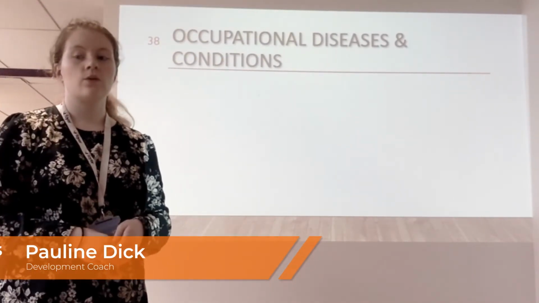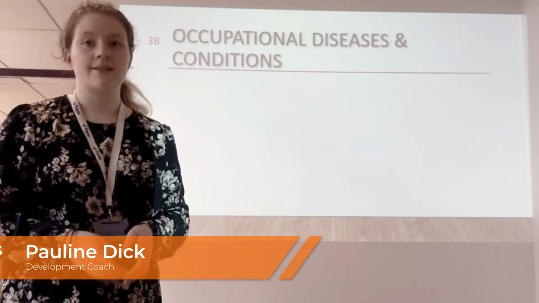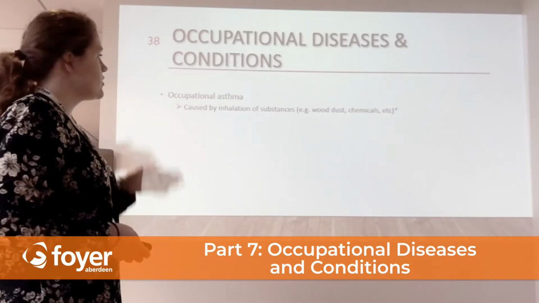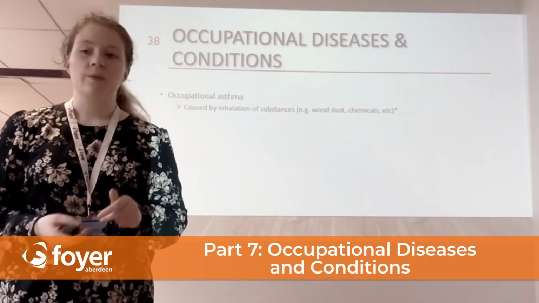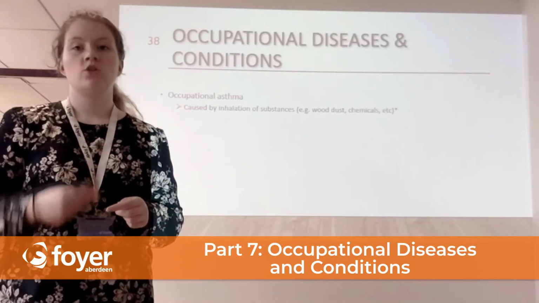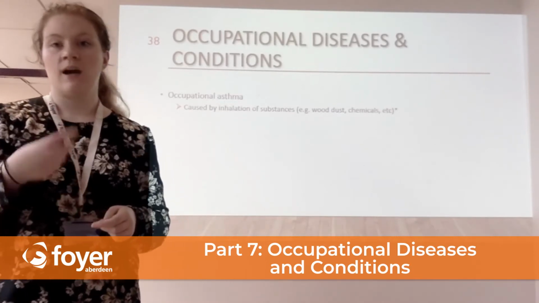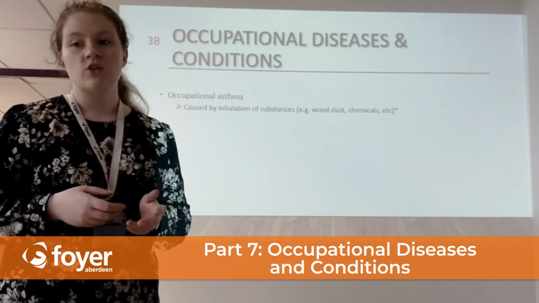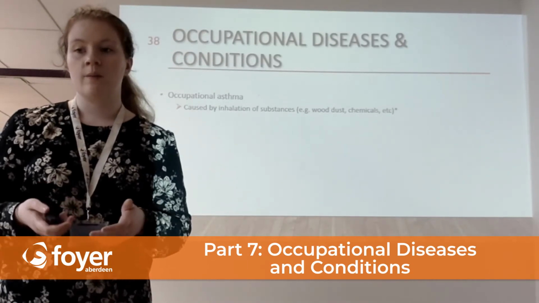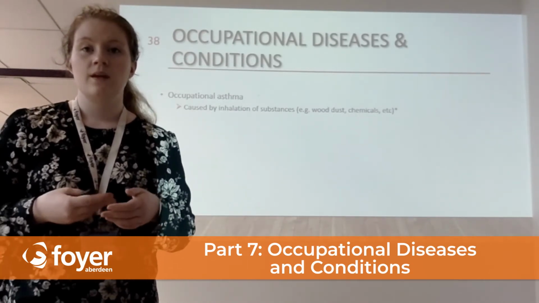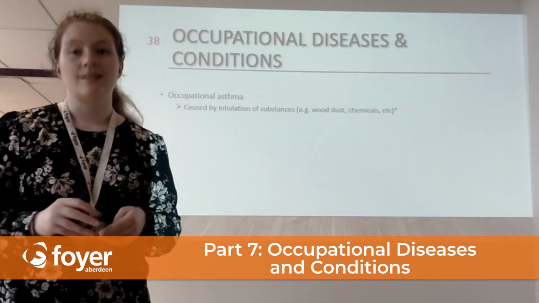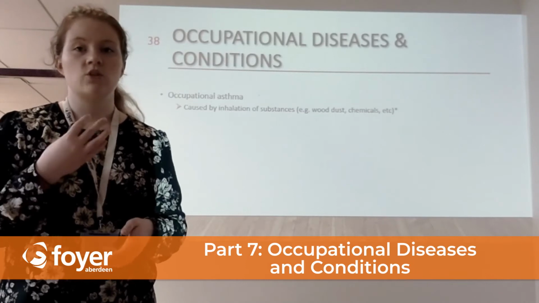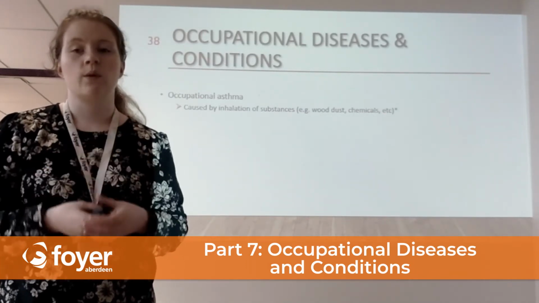So now we are going to go on to talk about occupational diseases and conditions. Different things that you might come across on a construction site are things like occupational asthma. That is caused by breathing in harmful dusts and fumes. It's caused by the inhalation of substances such as wood dust and chemicals. You need to assume that any kind of dust at all is dangerous. So any time that you're going to be working with dust, you need to make sure you've got the correct respiratory protective equipment in place for it.